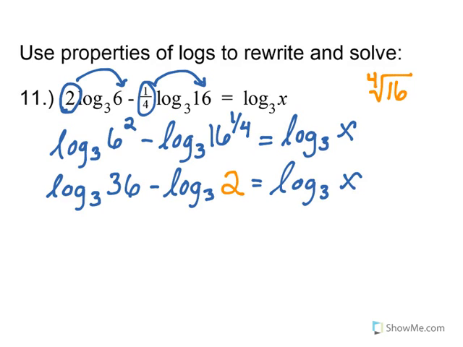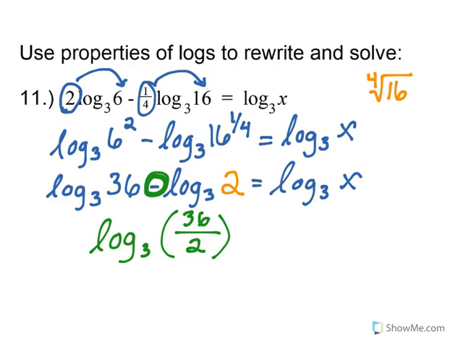Okay, and now next up I want to deal with the fact that I have two logarithms with subtraction involved. Subtraction means I can write a single logarithm with division on the inside, okay? And what comes before the subtraction goes in the numerator. What comes after the subtraction goes in the denominator. And that's still equal to log base 3 of x, okay? So now I can apply the property of equality because I have log base 3 of something equals log base 3 of something else. So I have 36 over 2, that's really just an 18, and that's equal to the other inside, which is x, okay?